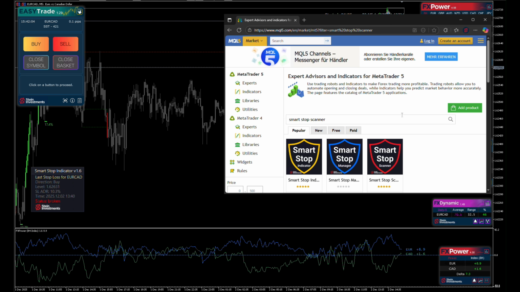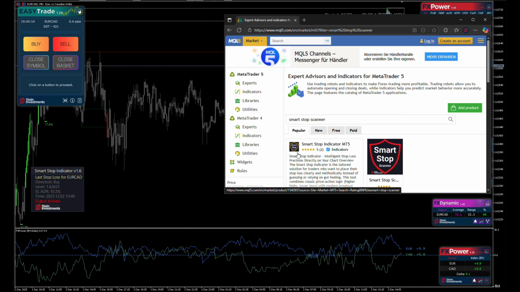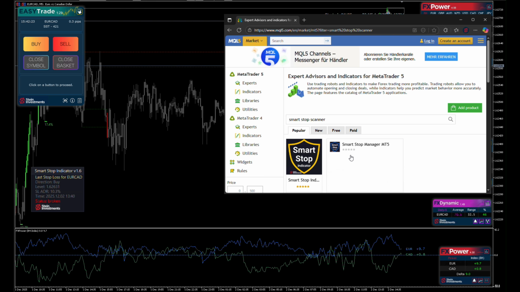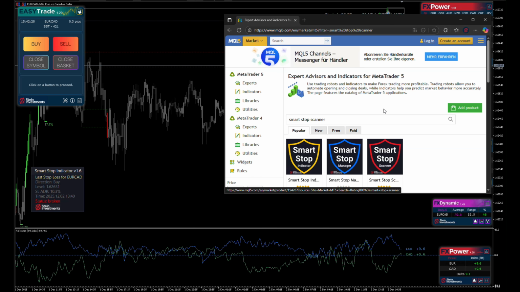The Smart Stop series consists of 3 tools: the Smart Stop indicator with precise on-chart stop logic, the Smart Stop Scanner with full multi-symbol stop analysis, and the Smart Stop Manager, which automatically trails your stops so you don't have to care about your open positions. And with all 3 together, you have a complete professional stop loss system.